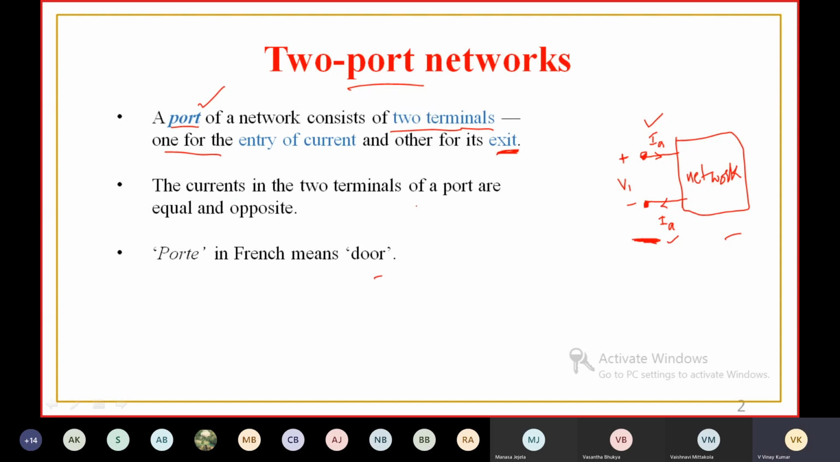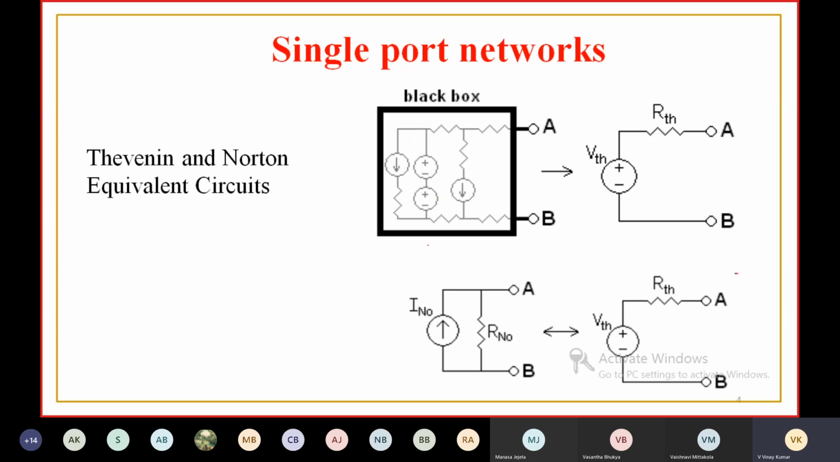The currents in the two terminals of a port, this is called a port. See, this network is having only one port. Port means one pair of terminals at which current may enter or leave a network. The currents in the two terminals of a port are equal and opposite. So here IA is entering, again IA is leaving. These two are equal and opposite. Port means door in French. This is a single port network.